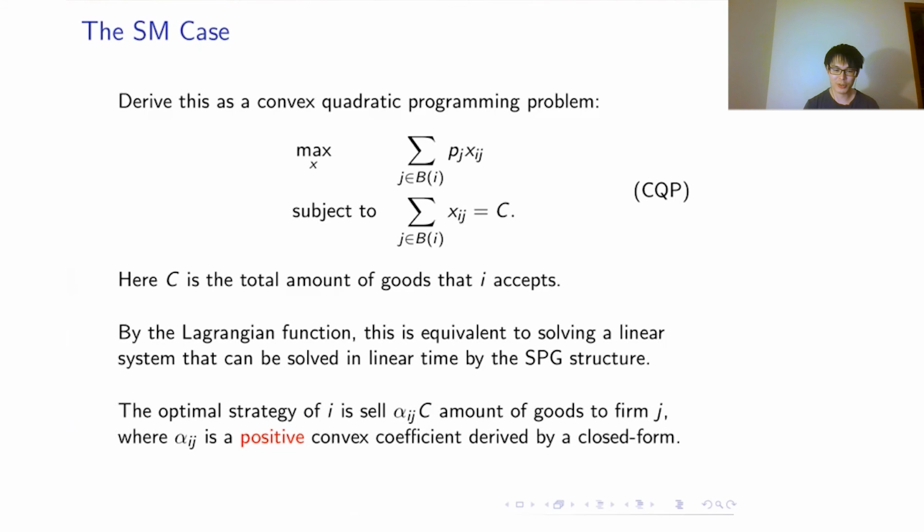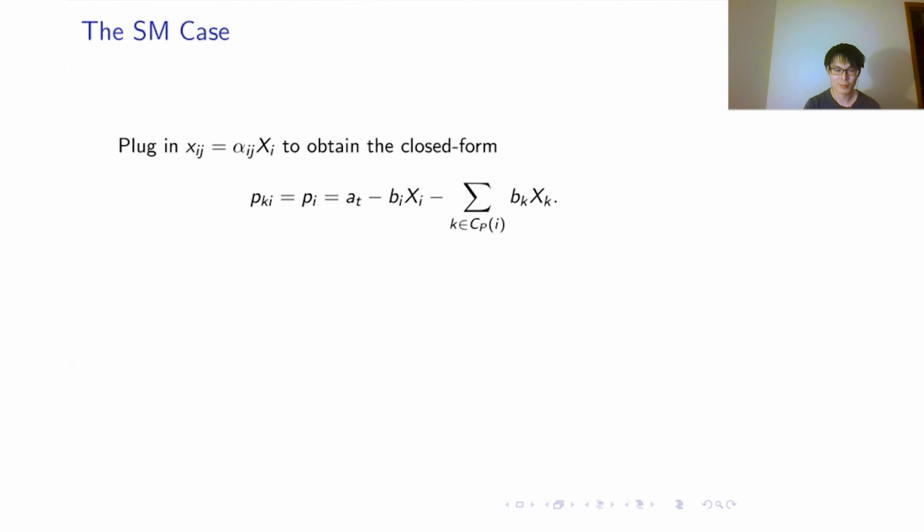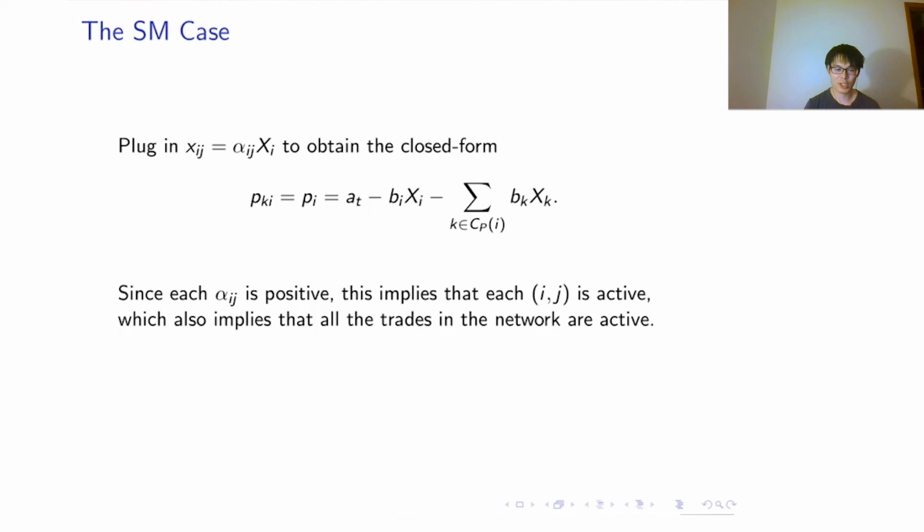Moreover, the optimal strategy of I is to scale proportionally to the convex coefficients alpha ij, where all of them are positive and can be derived by a closed form. By plugging in proportionally to the convex coefficients, we are able to derive a closed form for the price. Since each convex coefficient is positive, this also implies that each trade ij is active. And from the structure of SPG, whenever some of the flows are branched, eventually they will merge somewhere. So this also implies that all the edges in the network are active. Last but not least, the uniqueness of the equilibrium follows from the convex quadratic program.